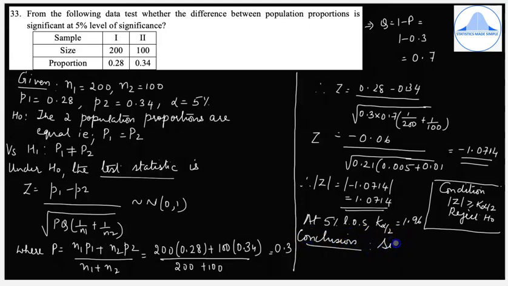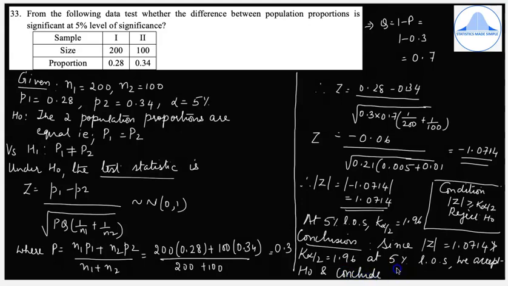So since mod Z is equal to 1.0714, this is not greater than K alpha by 2 equal to 1.96 at 5% level of significance. We accept H0 and conclude that capital P1 is equal to P2.